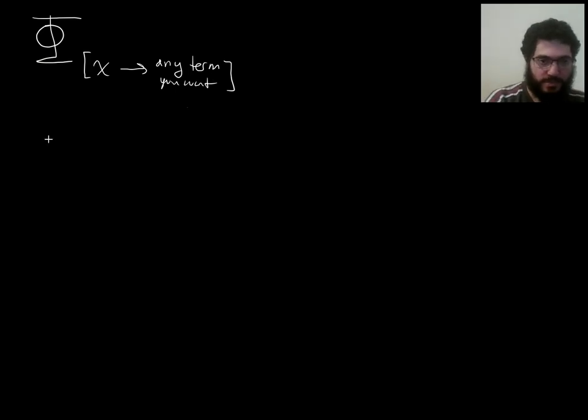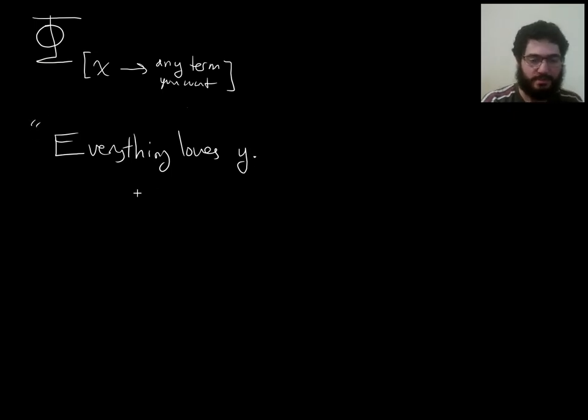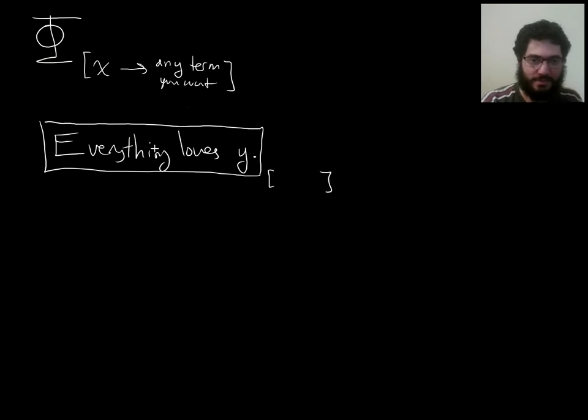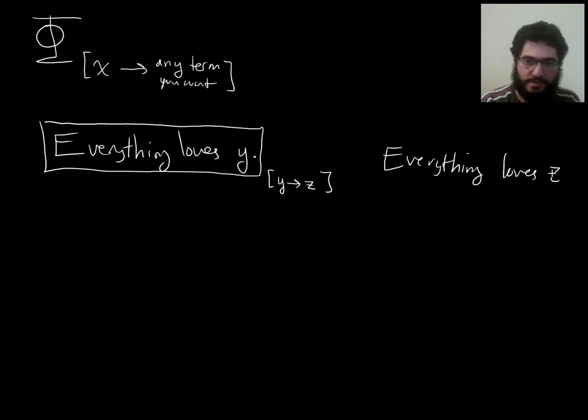Now, let's first try this on a proposition like this. Everything loves y. So let's say this is our proposition. Let me put it in a box rather than in quotes. I think it just looks better. So this is playing the role of phi here. Everything loves y. And then let's look at what happens when you replace y by z. This one is not going to cause problems, but I just want to look at what does work. When you make that replacement, you should get everything loves z. That's how it should work, and that's how it does work.